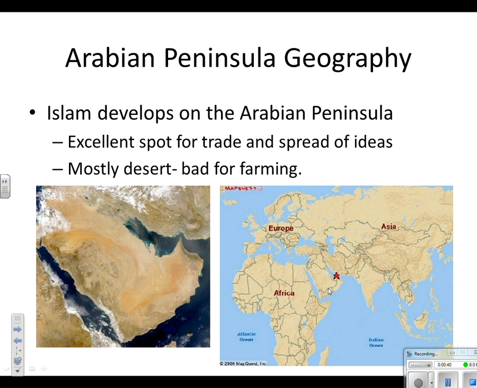If we look at the other map over here, we can see here's the Arabian Peninsula. And notice it has access to the Mediterranean Sea for trade with Europe, the Indian Ocean for trade with India and China, and then the Red Sea for trade with Africa. So it's in a fantastic spot for trade, which means when the new religion of Islam begins, the ideas are going to spread very quickly.